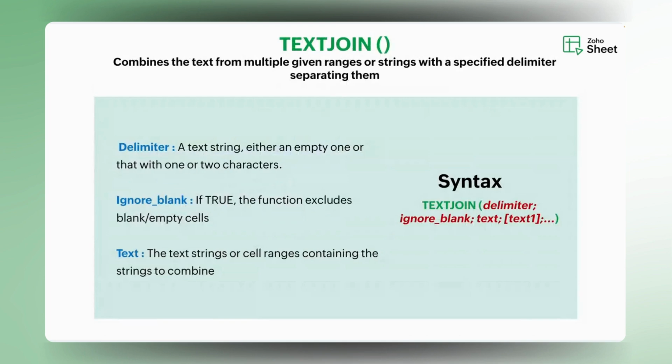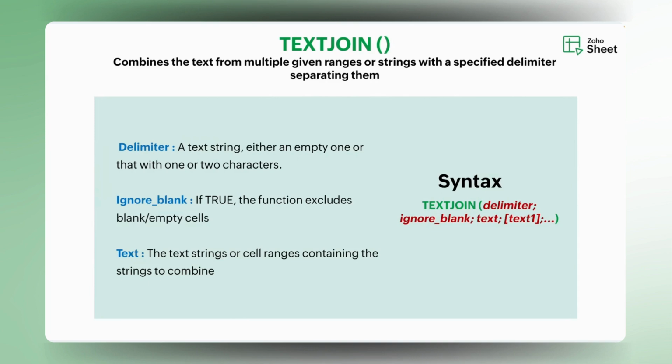Next up, let's discuss the TEXTJOIN function, which is fantastic for combining text from multiple ranges or cells with a specified delimiter. So here's the syntax. The delimiter is the character or string you want to use to separate the text. For example, if you're joining names, you might want to separate them with a comma. The ignore blank argument tells the function whether or not to ignore empty cells. If you set it to true, empty cells will be ignored. And the text is in turn the text strings or cell ranges you want to combine. For example, A2 to A5 might contain a list of employee names.